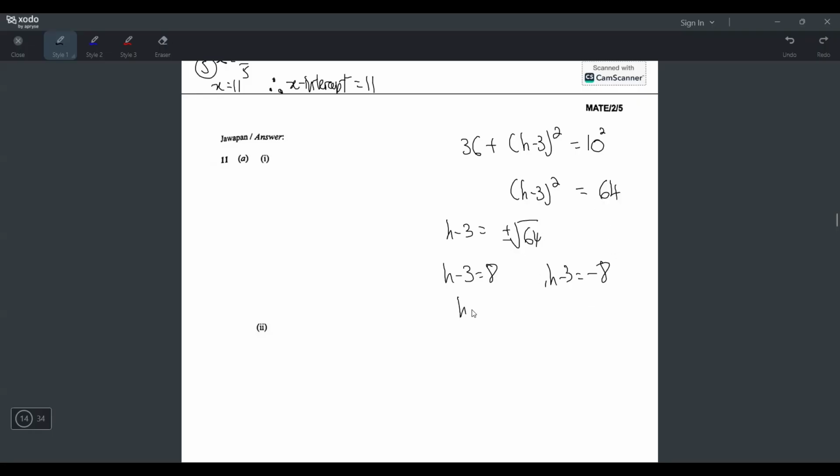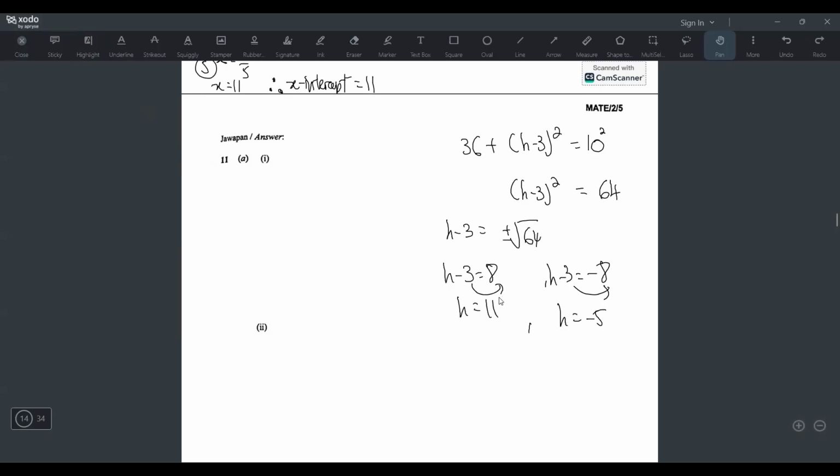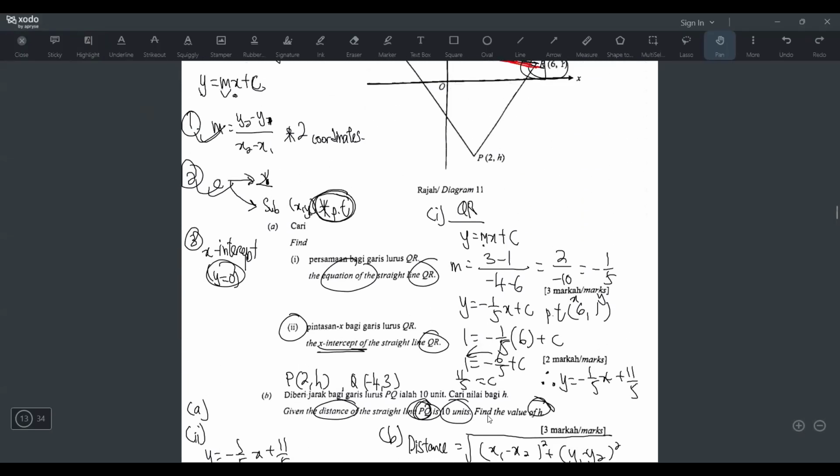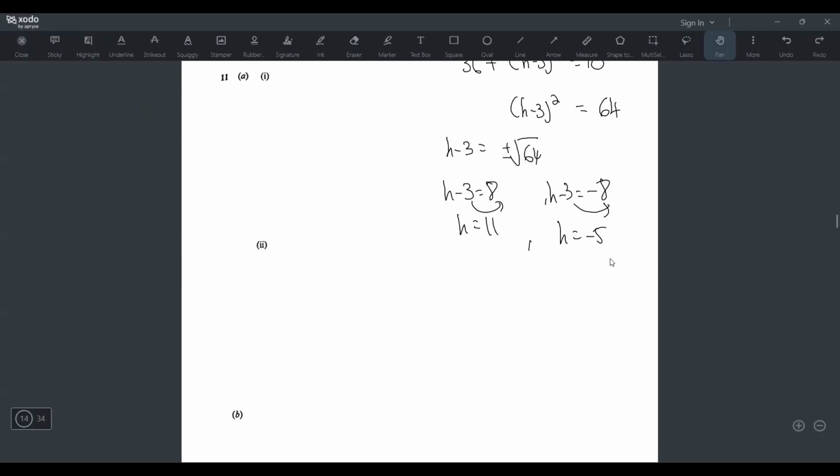So remember that. h equals something, h equals something. Minus 3 becomes plus 3, so h is 8 plus 3, which is 11. Negative 8 plus 3 is negative 5. So you end up with two h answers here, right? But your h cannot be two values at the same time. It has to be either 11 or negative 5. So can you tell me, h, which one is your answer, 11 or negative 5?